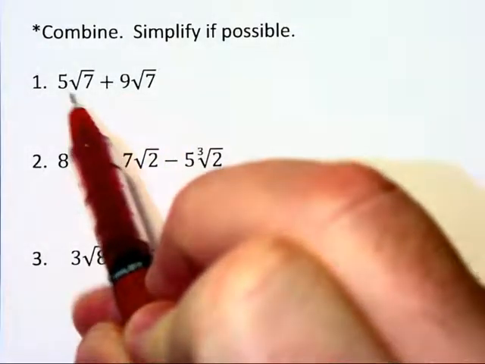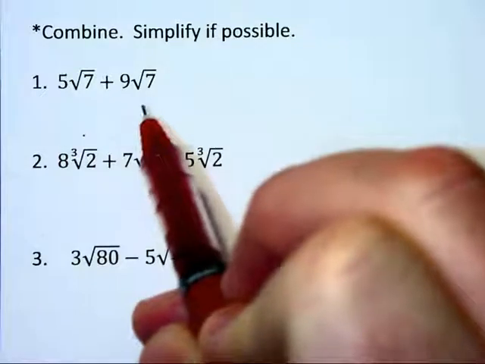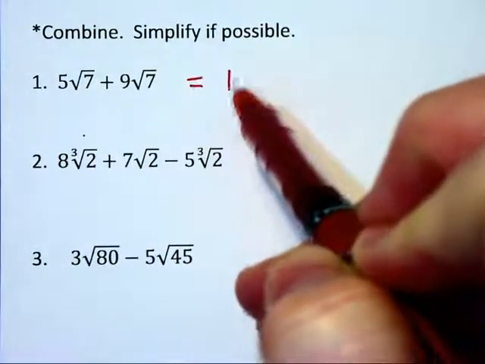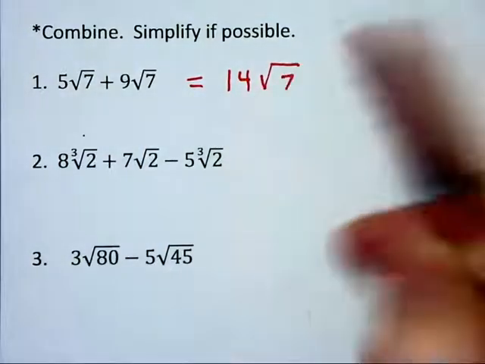Right off the bat here, these are both square roots of 7, so they can be combined together, and 5 plus 9 is 14, so we have 14 root 7.